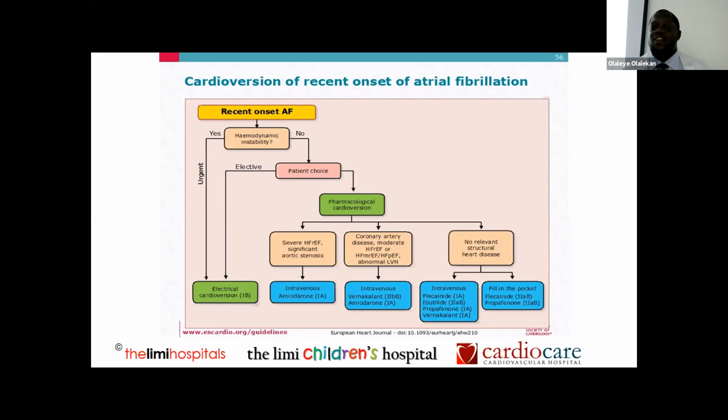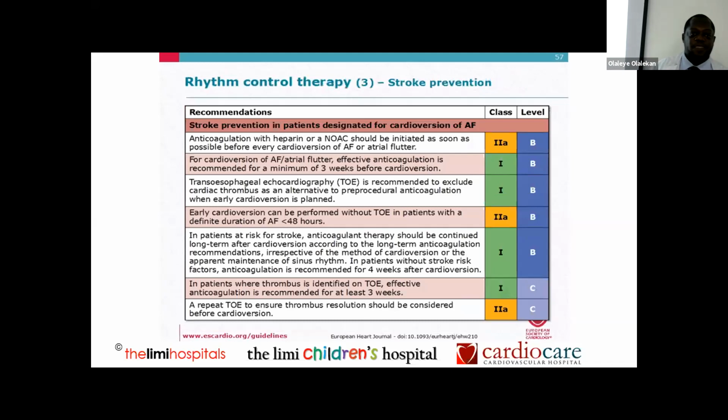Then we can do what we call pill-in-pocket cardioversion using flecainide and propafenone for patients with no structural heart disease. The patient keeps the drugs, and when they have their fibrillation, they can quickly use the drug to terminate the episode. Now, stroke prevention in patients with atrial fibrillation going for cardioversion.